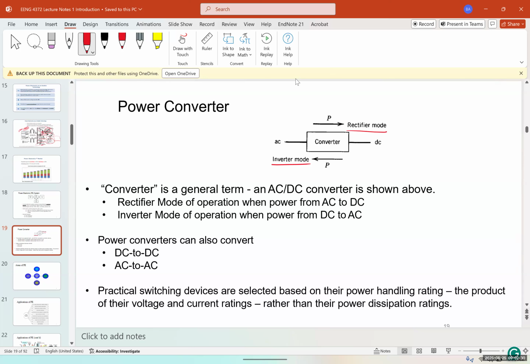So the converter is a general term. An AC to DC converter is shown above. The rectifier mode of operation is when power goes from AC to DC, and the inverter mode of operation is when power goes from DC to AC. Power converters can also convert DC to DC and AC to AC. Practical switching devices are selected based on their power handling rating, the product of their voltage and current rating, rather than the power dissipation rating.